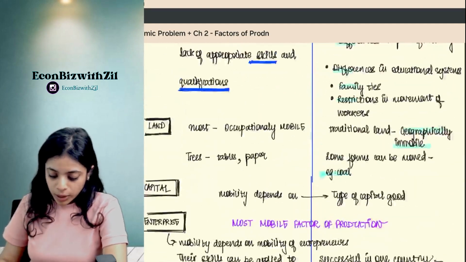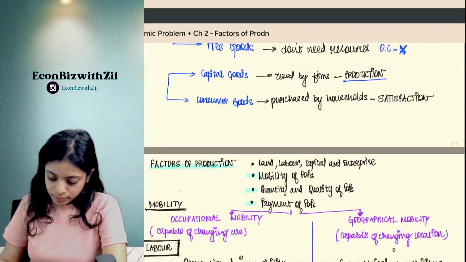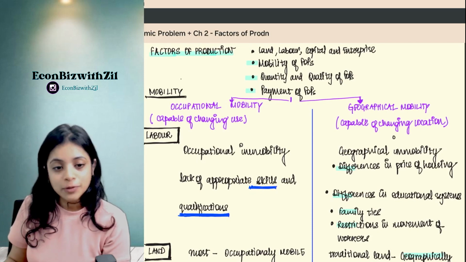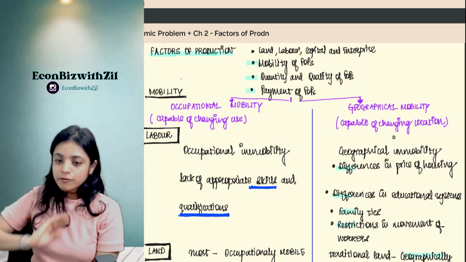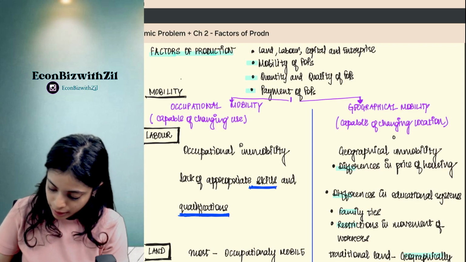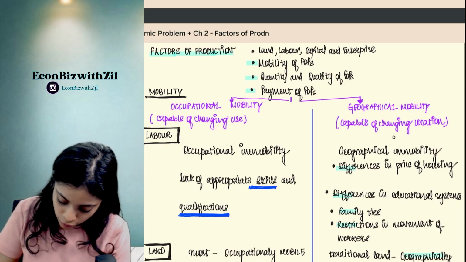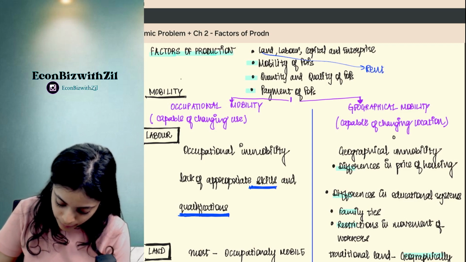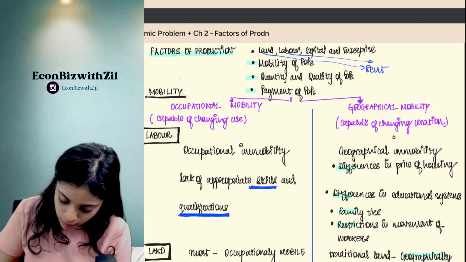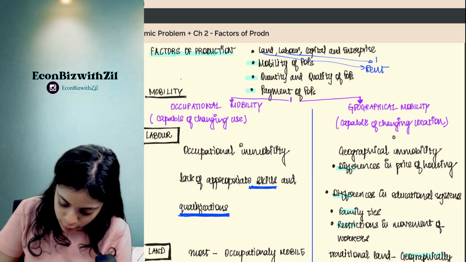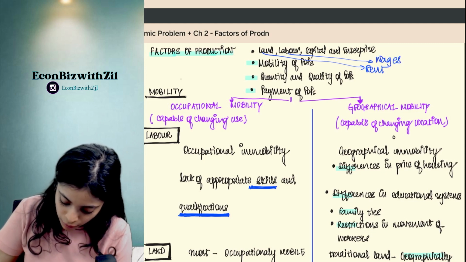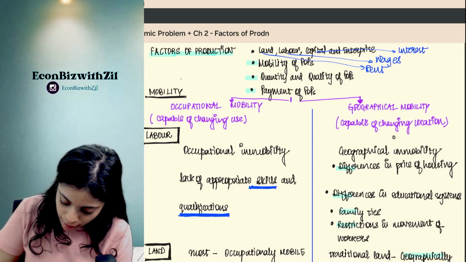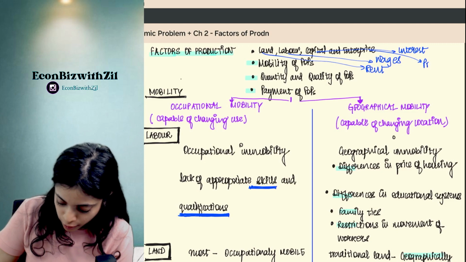There's a part where we talk about the payment of factors of production. Okay, so when I talk about the payment of factors of production, for land, labor, capital, and for enterprise. So for land, the payment is rent. Okay, for labor, the payment is wages. For capital, it is interest. And for enterprise, it is profit.